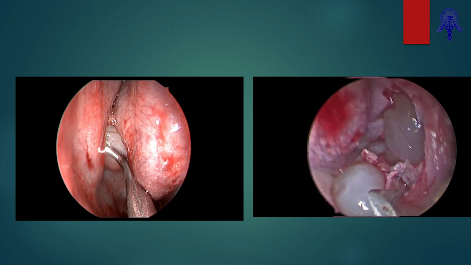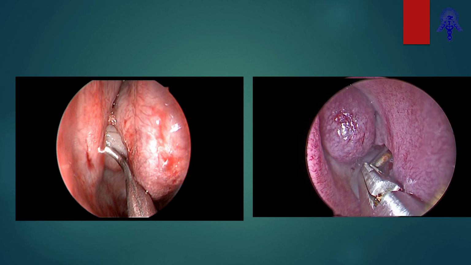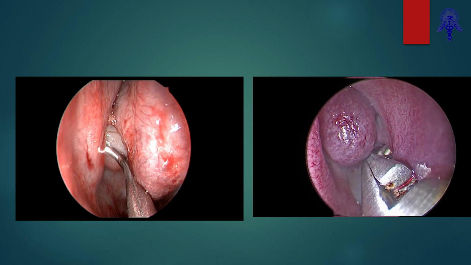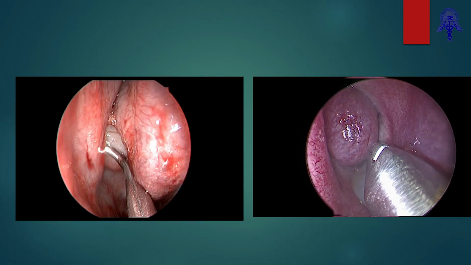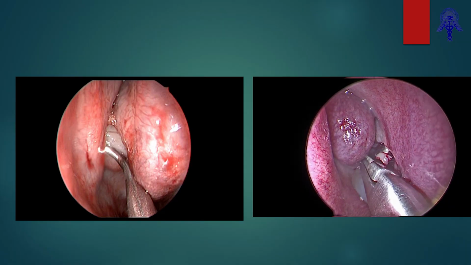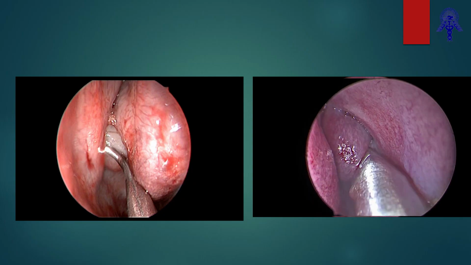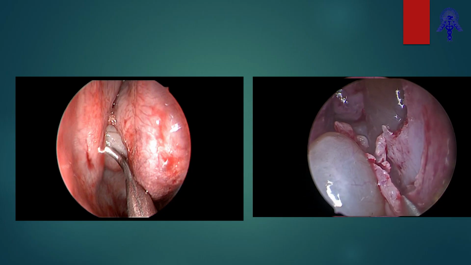You can either use a debrider or any other forceps, and then you go upwards if you are going to do the ethmoidectomy and frontal sinus disease. So this is essentially just a middle uncinectomy and middle meatal antrostomy done.